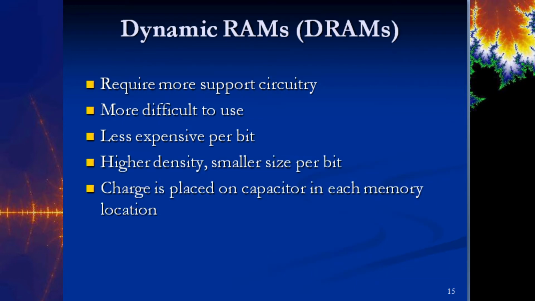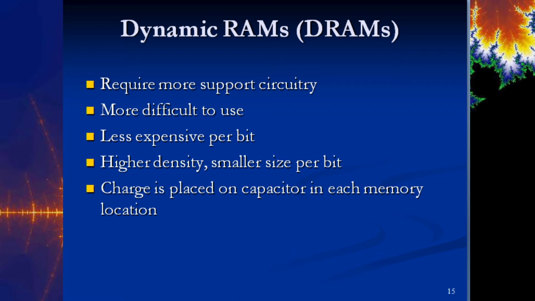So I guess it's a good point to start talking about dynamic RAM. And so, the first thing is, in spite of the extra support circuitry that you need, and it's more difficult to use, it's less expensive per bit, and you can get higher density, which means you have a smaller size per bit, which obviously with modern technology is something that we want, because we want to make things as small as possible in some cases.